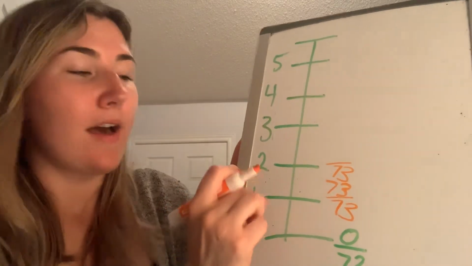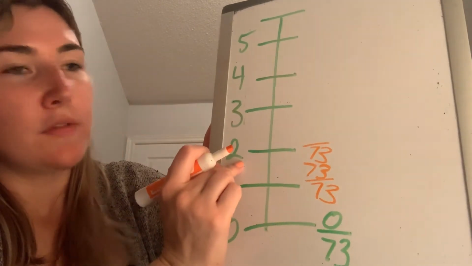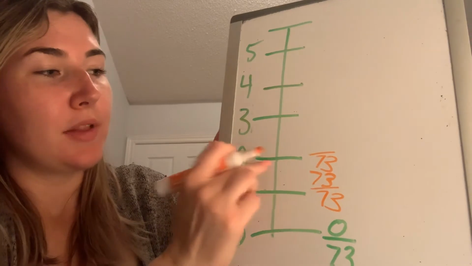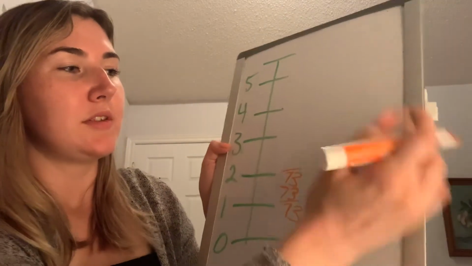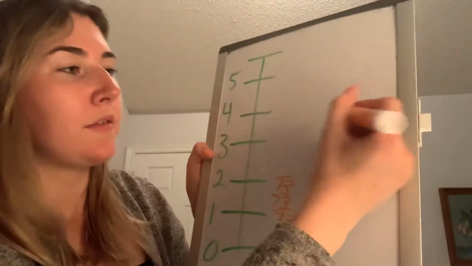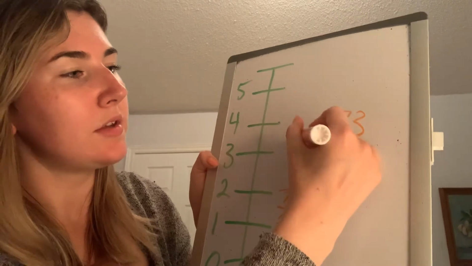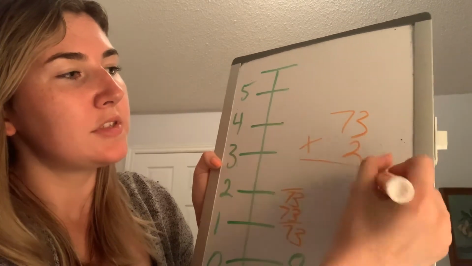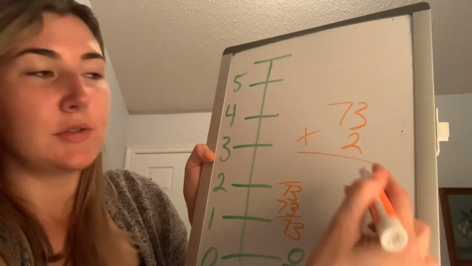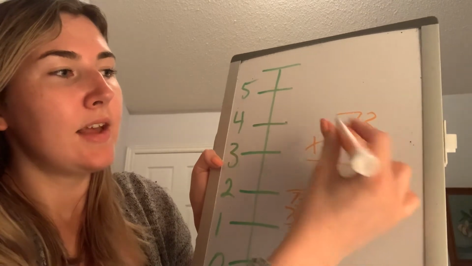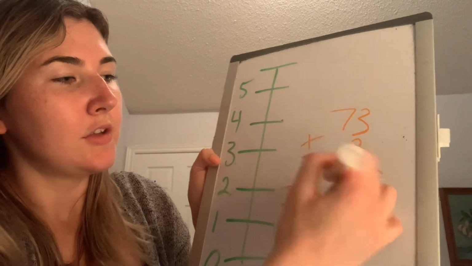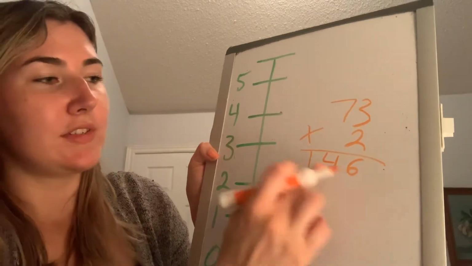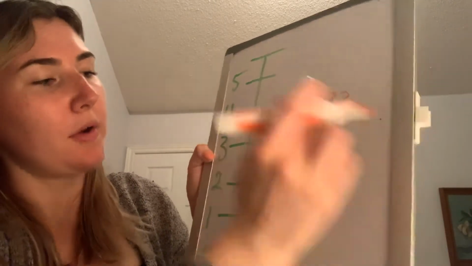So next, for the whole number of 2, we'll need to multiply our bottom number by 2. So we can do this on the side here as well. We have 73 times 2. 3 times 2 will give us 6, and 7 times 2 will give us 14. So our answer is 146 for our top number.